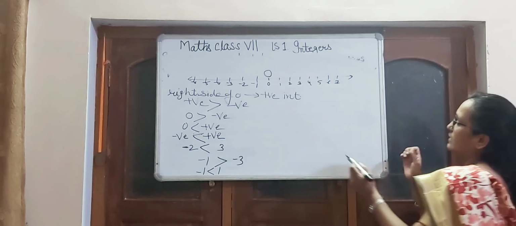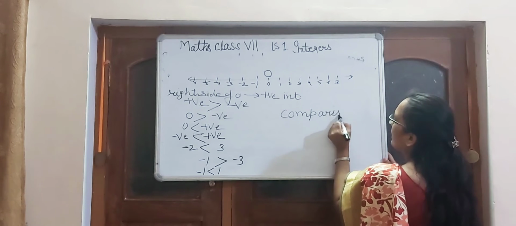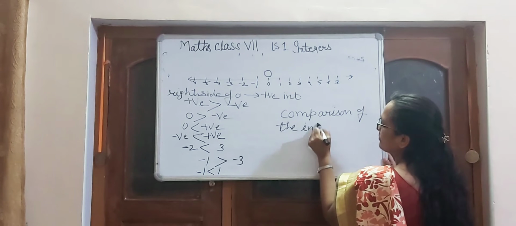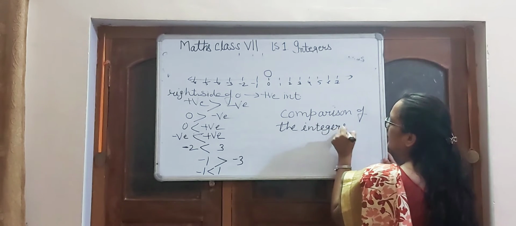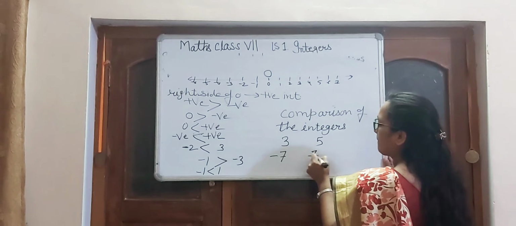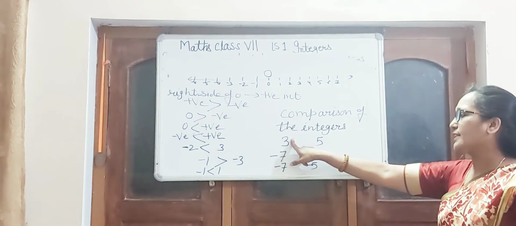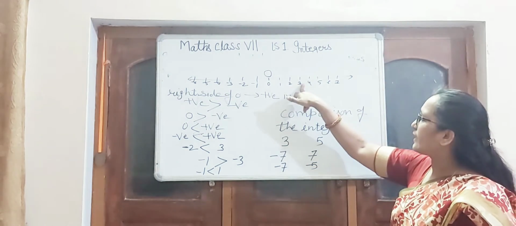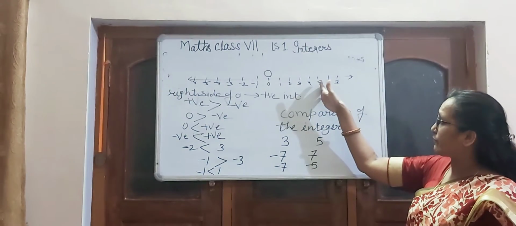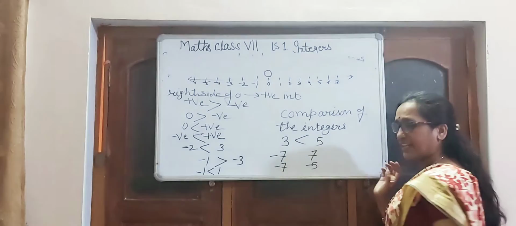Now, comparison of the integers. See here, 3 is less than 5. 3 is on the right side of 0 and 5 is also on the right of 0, but 5 is farther. So 3 is less than 5.